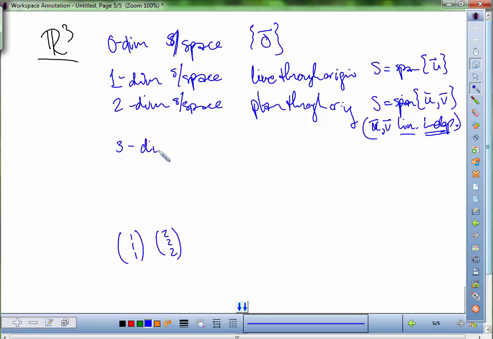And if I happen to have a span of 3 linearly independent vectors in R3, you get all of R3.